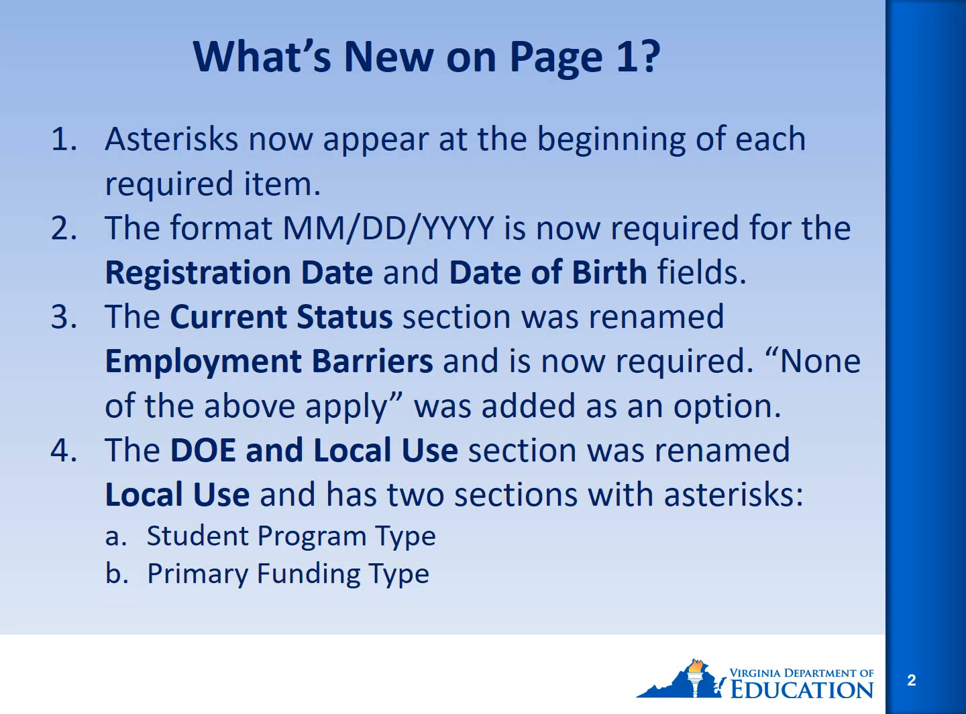For the 2019-2020 ASPD, there are 4 changes to page 1 that we need to be aware of. Our first is a formatting change. Required items have always been marked with an asterisk, but now the asterisk is placed in front of the item rather than after it. This should make it easier to recognize required items at a glance. The change in asterisk placement occurs throughout the ASPD.